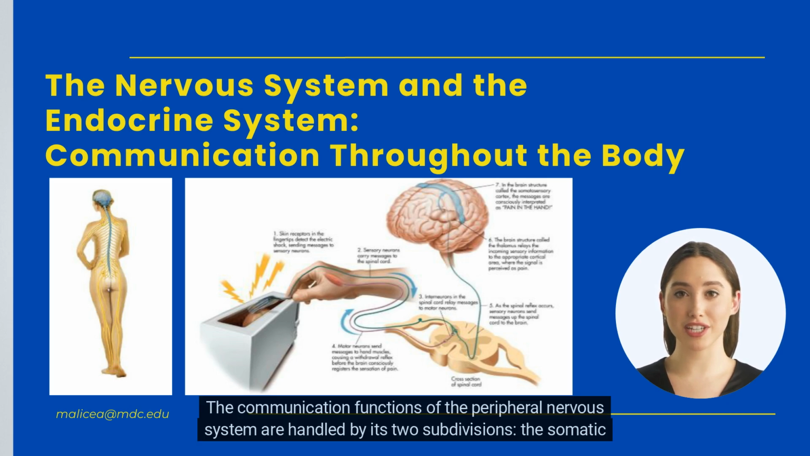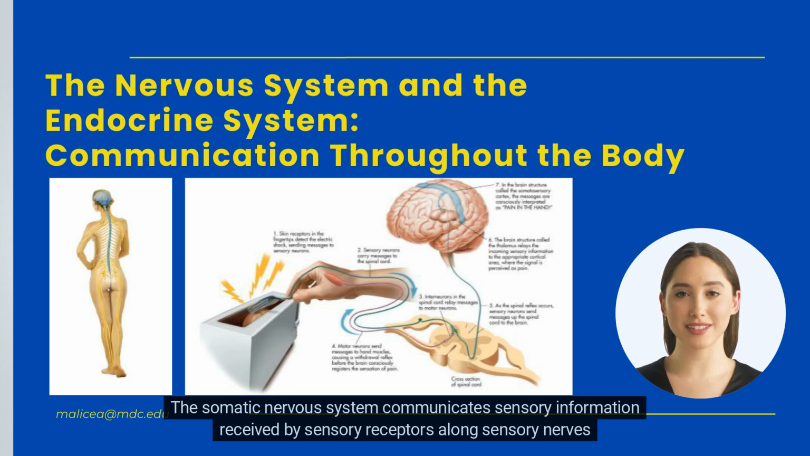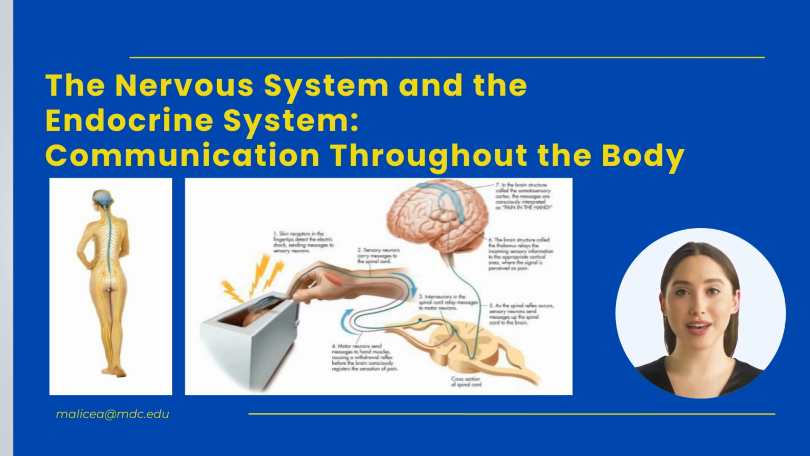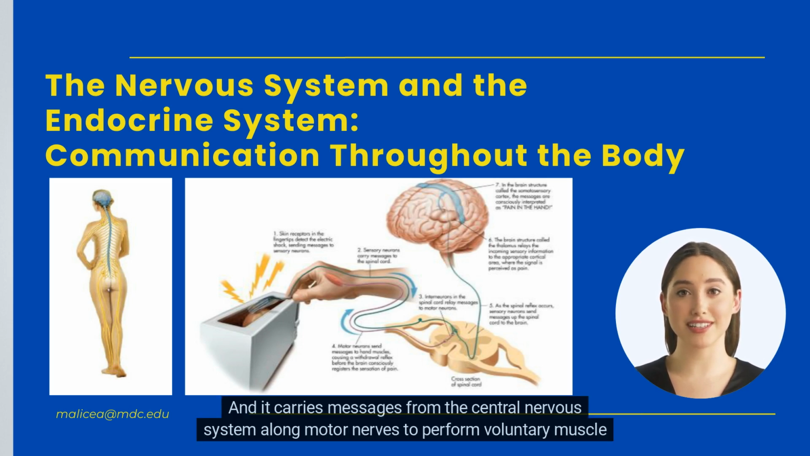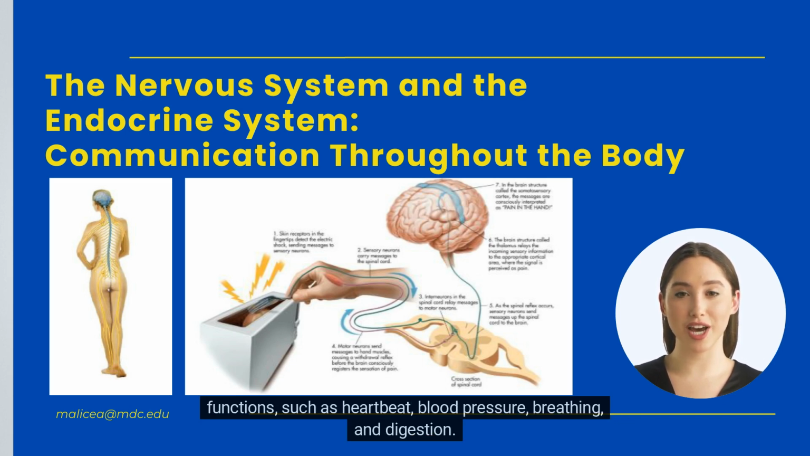The communication functions of the peripheral nervous system are handled by its two subdivisions, the somatic nervous system and the autonomic nervous system. The somatic nervous system communicates sensory information received by sensory receptors along sensory nerves to the central nervous system. And it carries messages from the central nervous system along motor nerves to perform voluntary muscle movements. The other subdivision of the peripheral nervous system is the autonomic nervous system, which regulates involuntary functions such as heartbeat, blood pressure, breathing, and digestion.